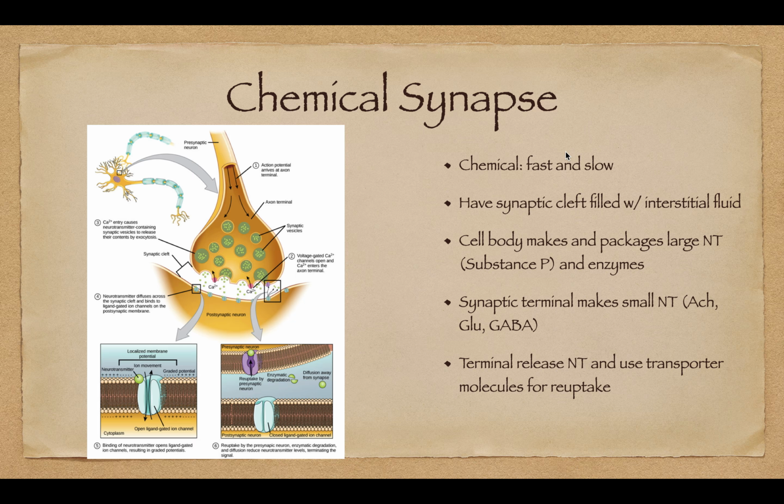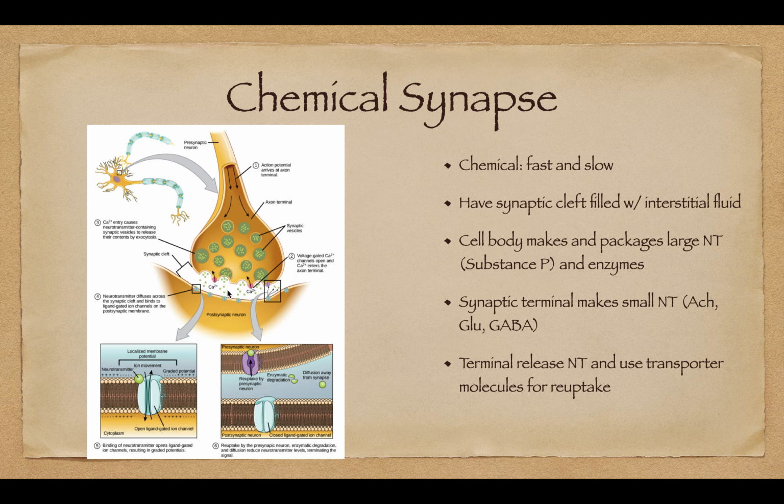So there's two different types of synapses. First, we'll cover the chemicals. Synapses can be fast and slow, and that depends on what the chemical or the neurotransmitter is that's going to be released. The cell body makes and packages the large neurotransmitters, and usually that's substance P, along with some enzymes, and then the synapse terminal will make the small neurotransmitters, which are acetylcholine, glutamate, and GABA.